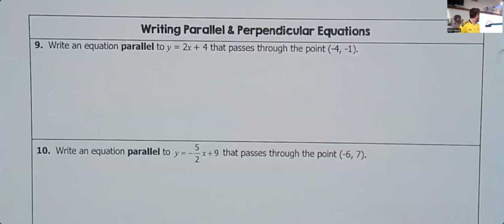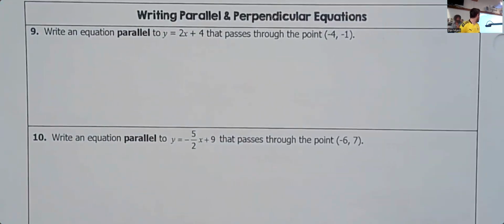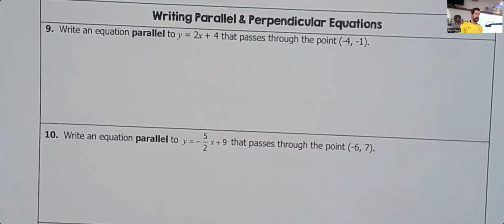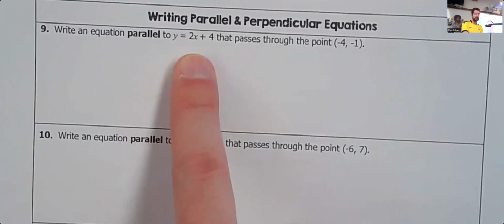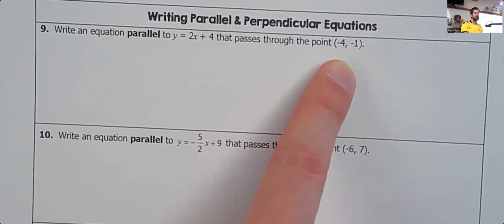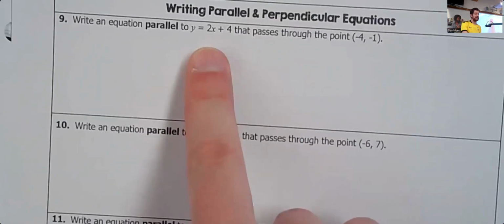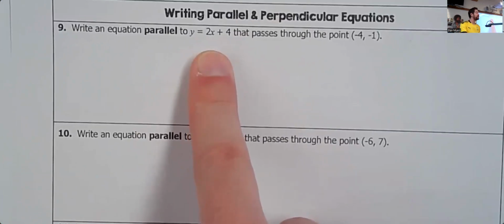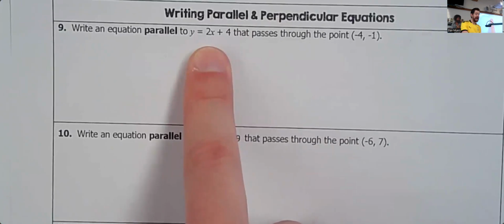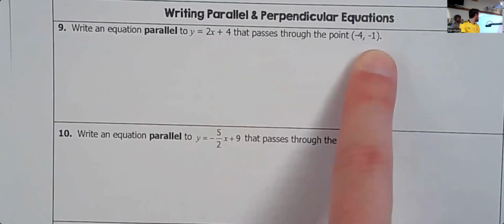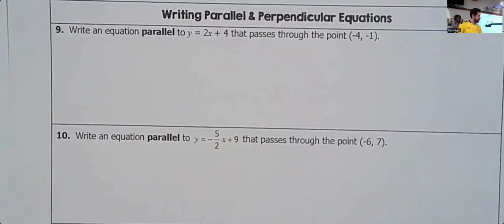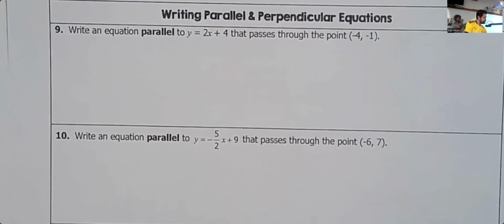So number 9 says to write an equation that is parallel to y equals 2x plus 4 that passes through the point -4, -1. Now, this is an original equation that we are given. That's the equation that we know. And we have to write a new equation that is parallel to this line and goes through this point. So what we have to do first is we have to figure out the slope of the original line.